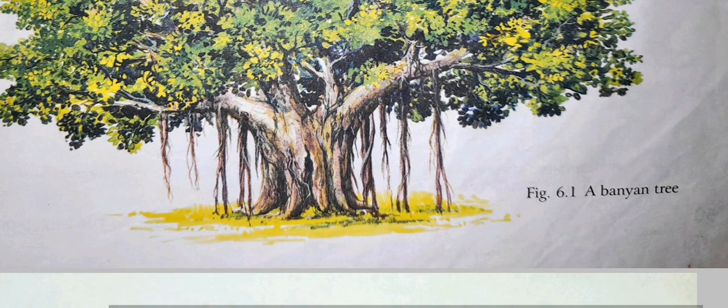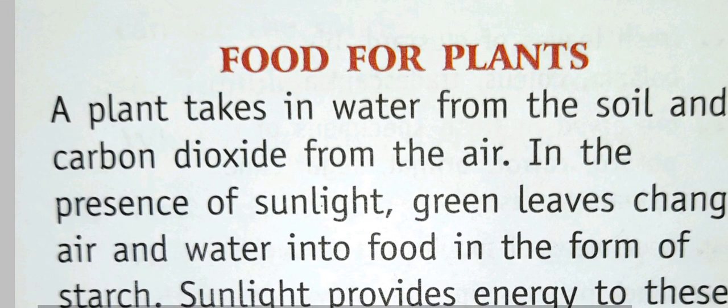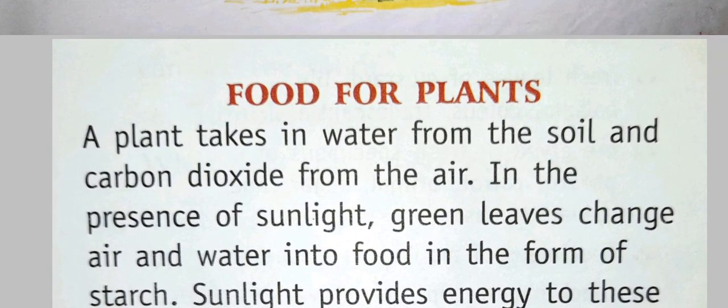Next page, food for plants. Plants take in water from the soil and carbon dioxide from the air. Now the question will arise, how do these leaves prepare the food? As I told you, they need three things for the preparation of the food: air, water and sunlight. And from where will they get them?